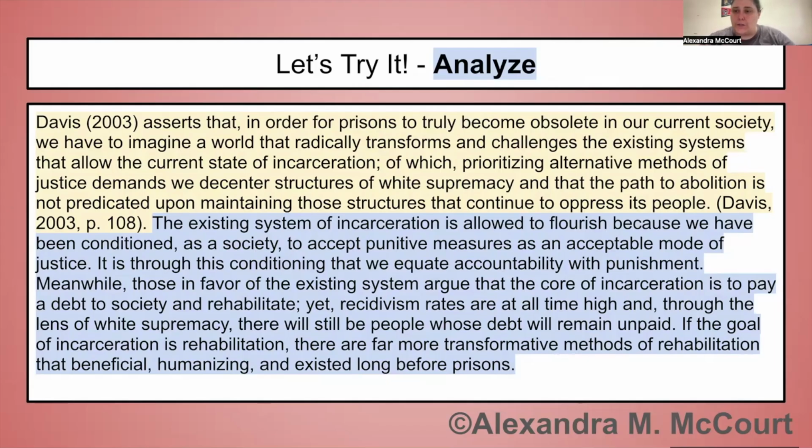So you see how I took what Davis said, and now I'm beginning to try and figure out what Davis means. That's where we have analysis. So summary is telling the reader exactly what Davis said, whether it's through direct quotes or paraphrasing. And now I'm beginning to figure out what Davis means.